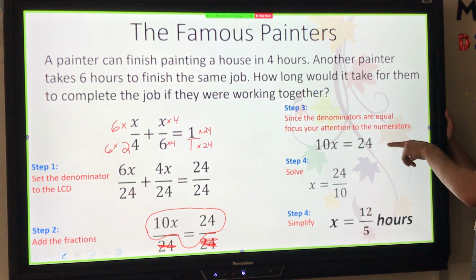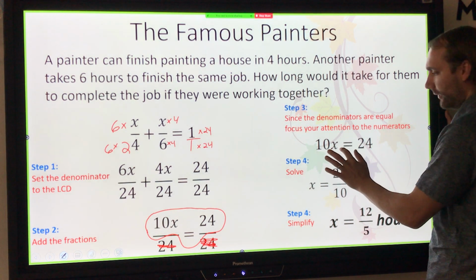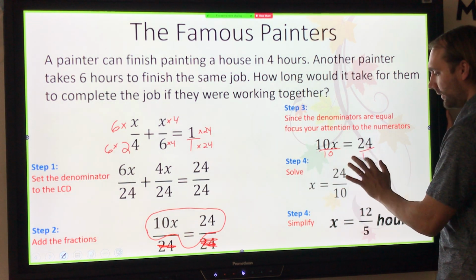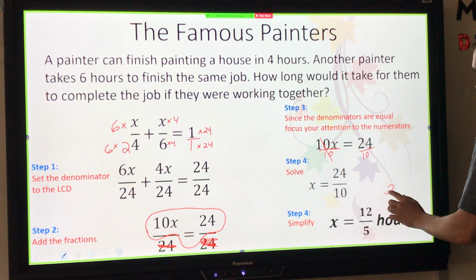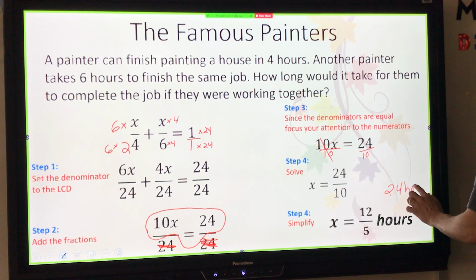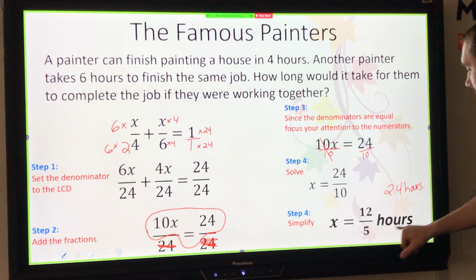Now it becomes a linear equation. How would you solve for x? What's the opposite of multiplying by 10? Divided by 10. And I get x equals 24 over 10, which of course simplifies to 12 over 5 hours, which as a decimal is 2.4. So roughly 2.4 hours it takes for painter A and painter B together to do the same job.